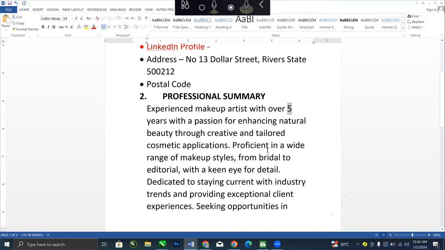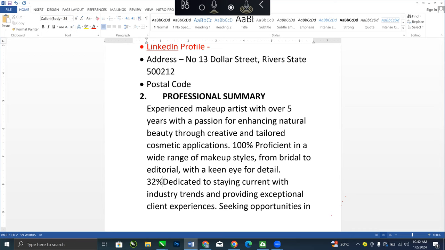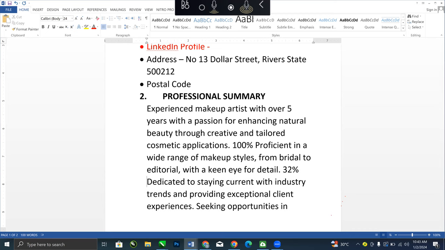Then achieved 100% success for the past, you know, numbers. When you put 100%, 5 years, reduced negative feedback by 32%, they'll be wondering, all these numbers, what do they mean? If they see 32%, they'll wonder, what did she do 32%? What did she do 100%? What has she done for 5 years? So these numbers, metrics and functions, have a way of attracting them to stay longer than 6 seconds on your CV. Are we together?